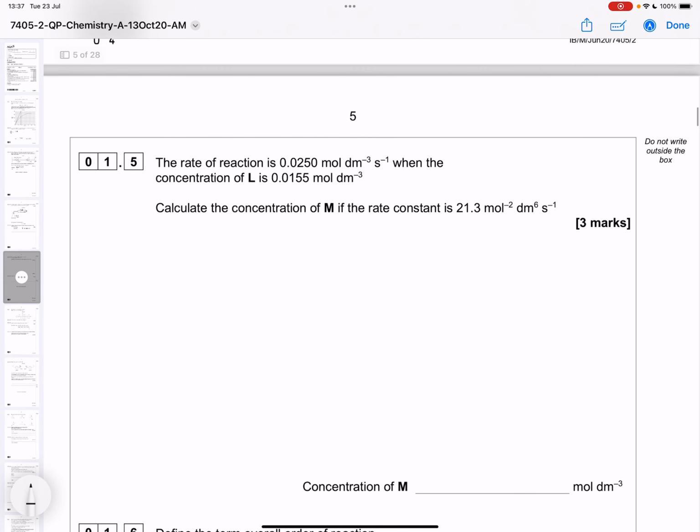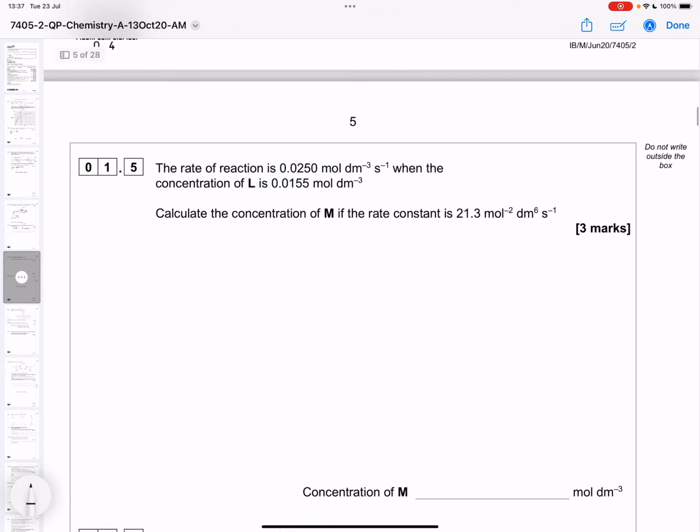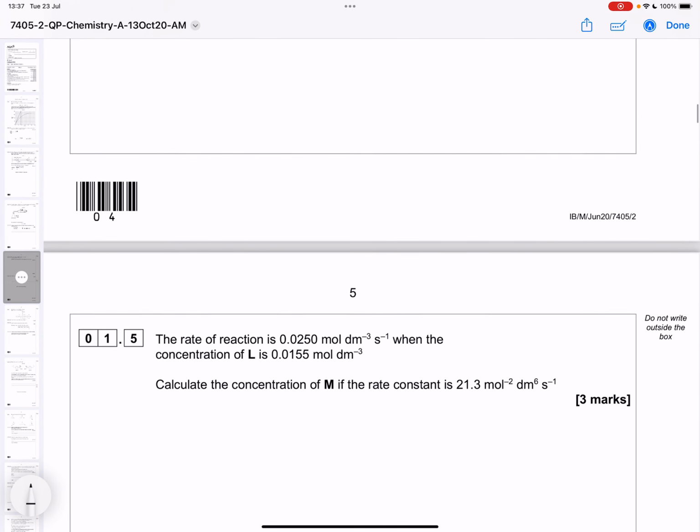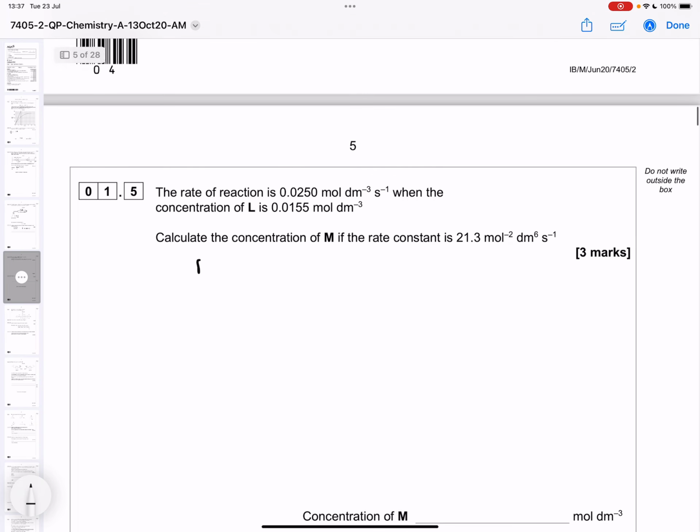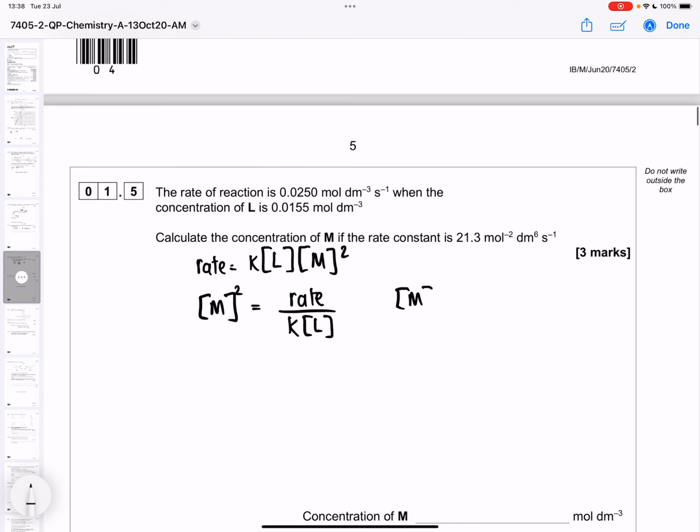The rate of reaction is 0.025 when the concentration of L is 0.0155. Calculate the concentration of M if the rate constant is 21.3. So let's just look back at our equation. It said rate equals k, rate constant, times [L] to the first order, power 1, times [M] squared. And it wants us to find M. So remember that [M] squared, if we divide both sides by k and [L], then the concentration of M would be the square root of rate over k times [L].